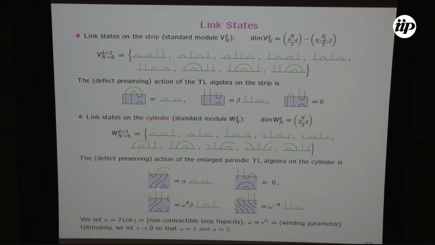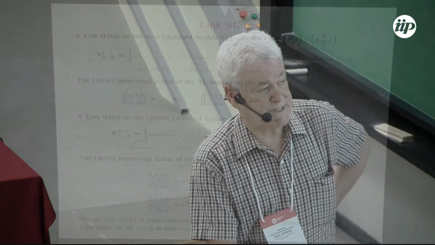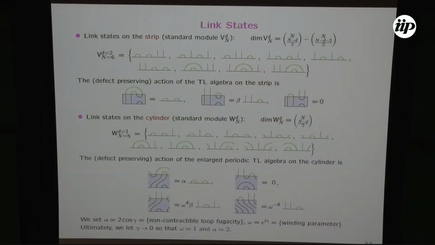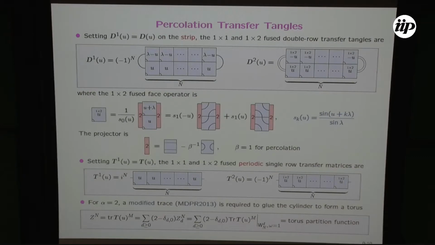So in this case, you can see with the action here, I generate a non-contractible loop, so it gets weight alpha, and the out state is just 2 simple arcs. Here I act on a link state with 2 defects, but the out state has no defects, so that's set to 0. And now comes some complication.